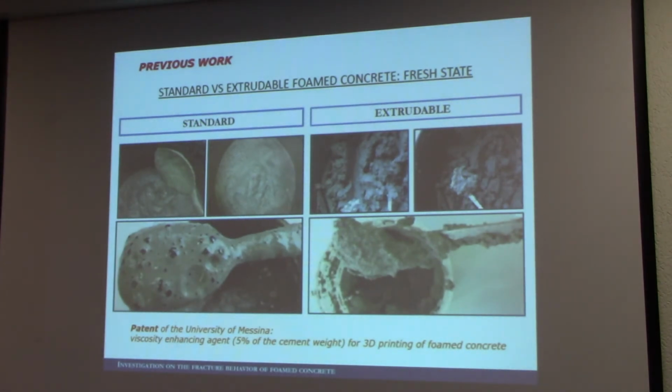This work was carried out for a particular variant of foamed concrete that incorporates a viscosity enhancing agent, and that makes foamed concrete particularly appealing for a very efficient production process. In particular, we called this new material extrudable foamed concrete because, introducing a particular viscosity enhancing agent, we obtain a very high cohesion and viscosity at the fresh state. If we compare the two images, a classical foamed concrete with this new material, we notice that the material is able to keep its shape at the fresh state.